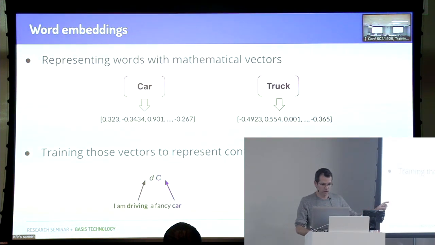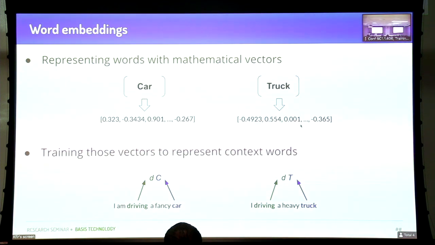Let's do that now. As we said, we have a vector per word. I'll say a few words about transfer learning later, where we talk about contextualized embeddings too. But for now, it's just a single vector per word. So let's take as an example car and truck.